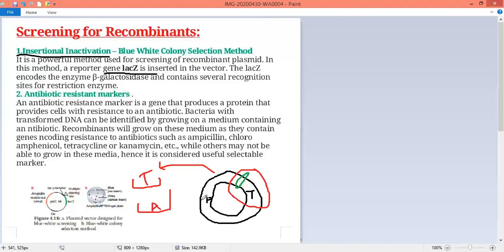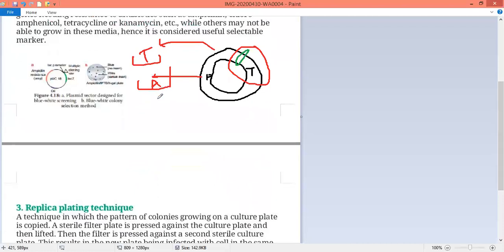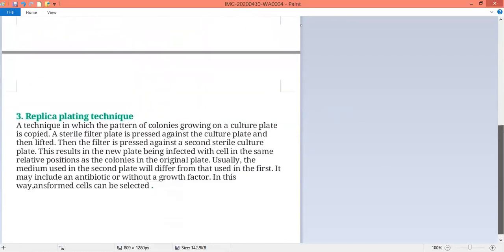In case you transfer onto the ampicillin medium, what will happen? The ampicillin resistance gene makes them resistant towards ampicillin and they can grow. So ampicillin growth indicates recombinants and transformants. Tetracycline growth indicates non-transformants, non-recombinants. Even if it is a recombinant, it may not be a transformant.